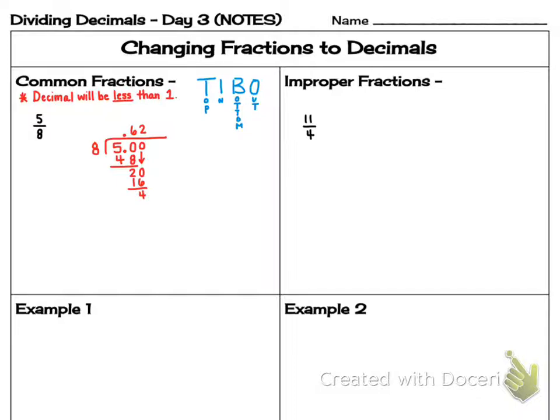Still no pattern. Didn't terminate yet. Add another 0. Bring that down. 8 goes into 40 5 times. 5 times 8 is 40. When I subtract that, I get 0. So at this point, my decimal has terminated. So my final answer, 625 thousandths, and it is terminating.